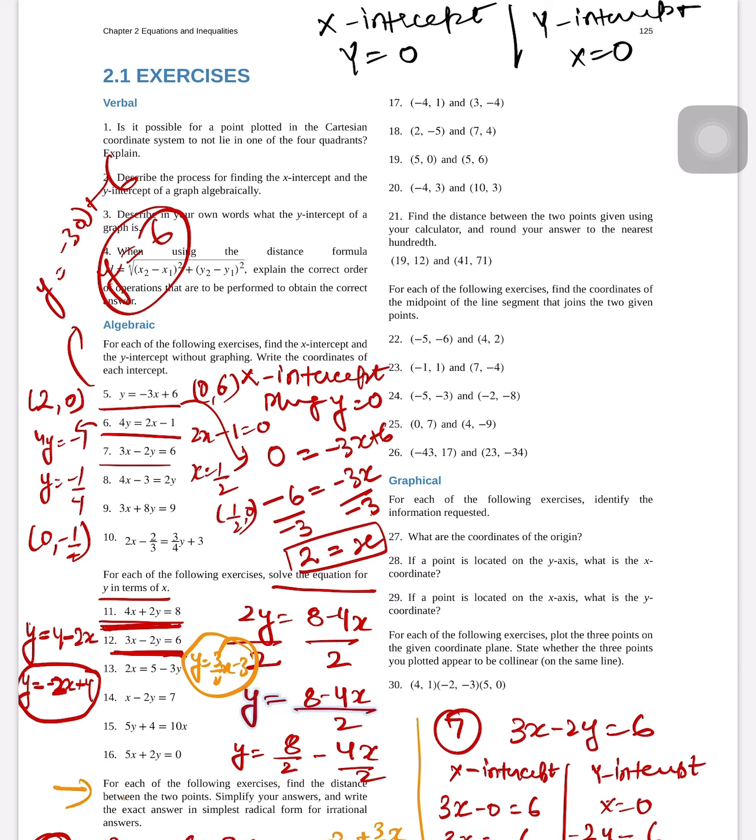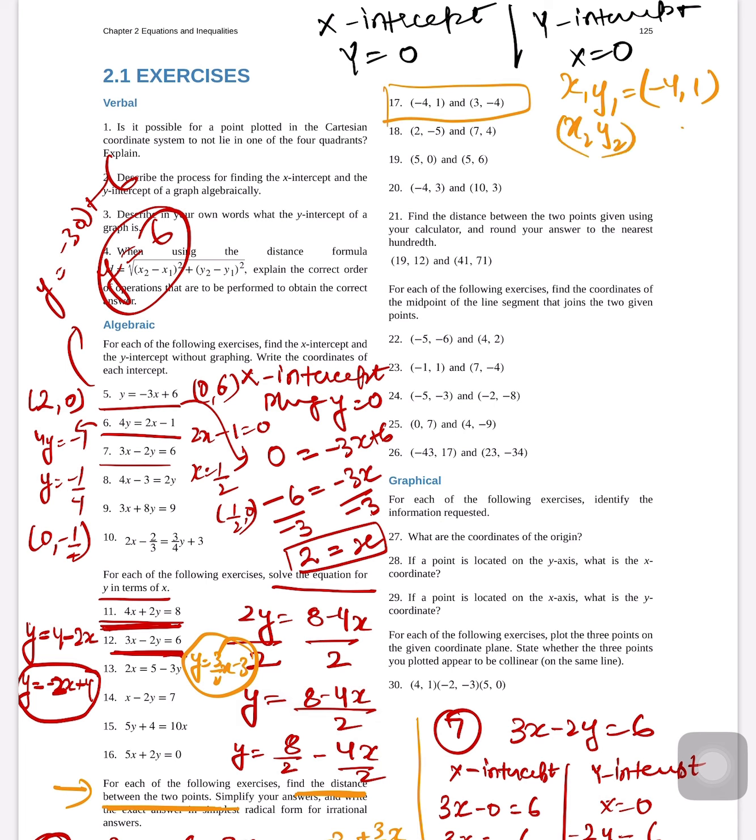This question says, for each of the following, find the distance between 2 points. To find the distance between 2 points, we can use the distance formula. So this is the question, the distance between 2 points. x1, y1 is (minus 4, 1). x2, y2 is (3, negative 4). Right?